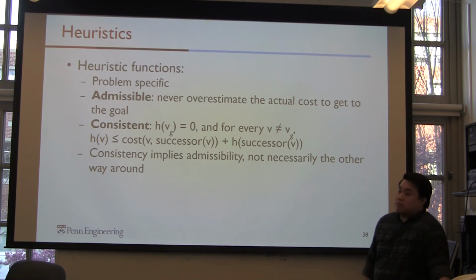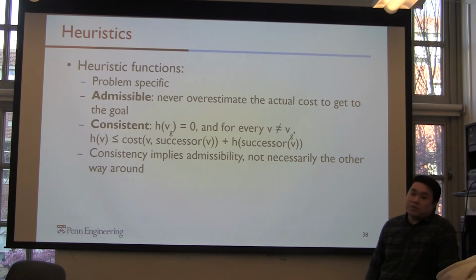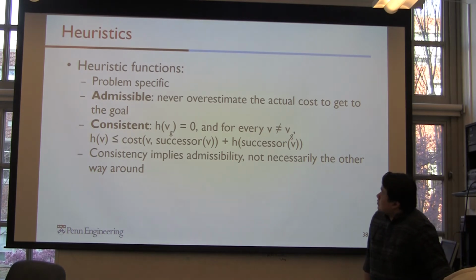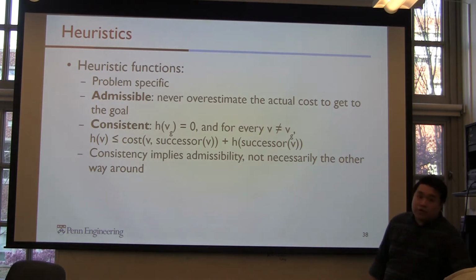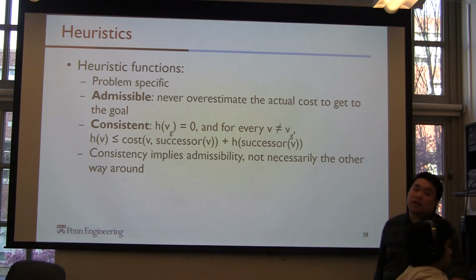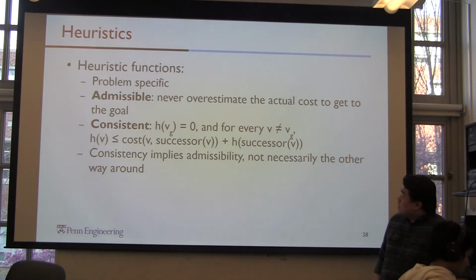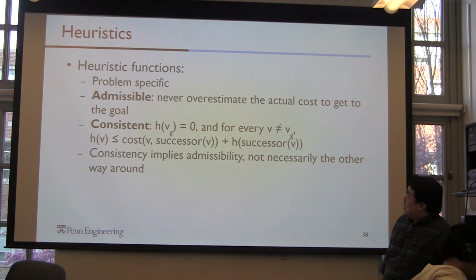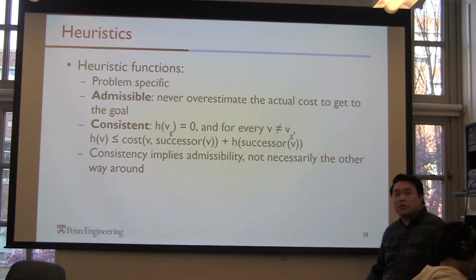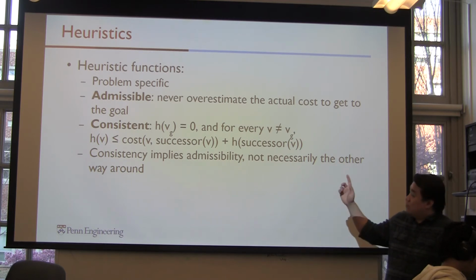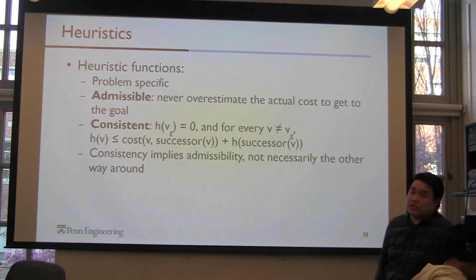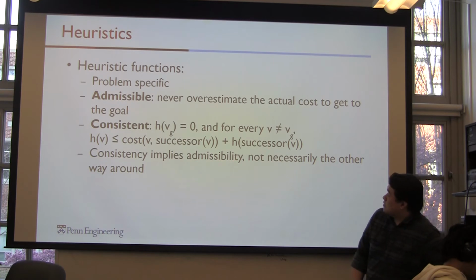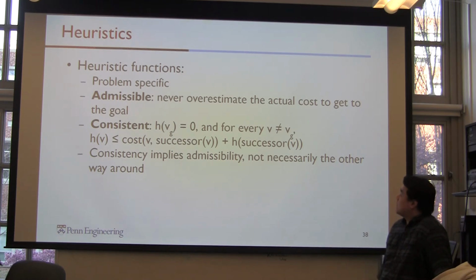So there are two properties for a heuristic function. It's very problem specific. You can define the heuristic function differently based on how you set up the problem. The heuristic function needs to be admissible, meaning that it never overestimates the actual cost to get to the goal from the current vertex that you're evaluating. It also needs to be consistent. This is basically the triangle inequality, meaning that for every vertex that's not the goal vertex, your heuristic for that current vertex needs to be less than or equal to the cost between node V and the successor of V, plus the heuristic of the successor of V. Also, as a side note, consistency implies admissibility, but not necessarily the other way around.